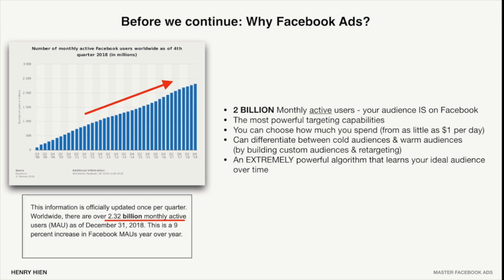Next, Facebook also has an extremely powerful algorithm and machine learning platform that learns your ideal audience over time. So for example, if you start running ads this month, the algorithm is going to learn over the next month what sort of people purchased or became leads or customers in month one. And in month two, the algorithm is going to enable you to get even better results and utilize things like lookalike audiences, which are also very powerful for you. So as you can see, this is no doubt why you should be on Facebook ads.